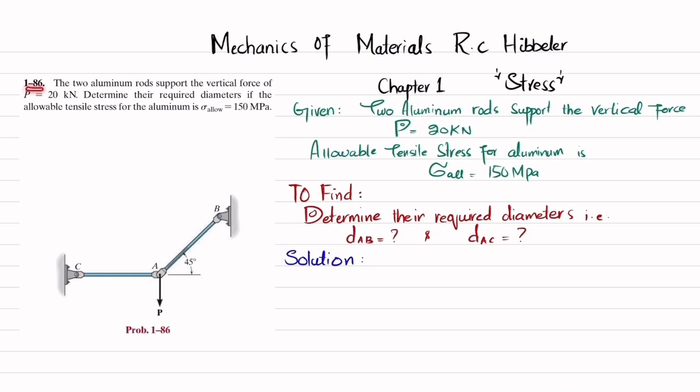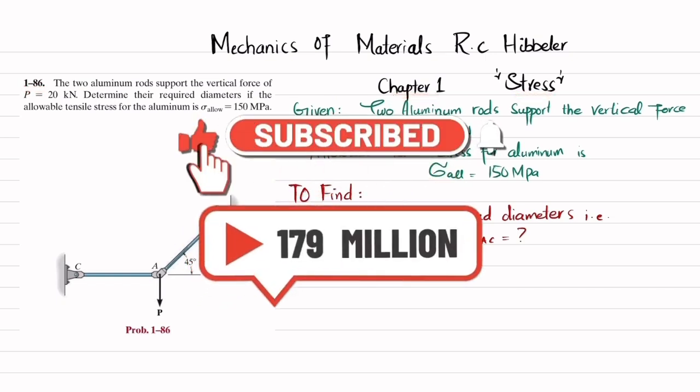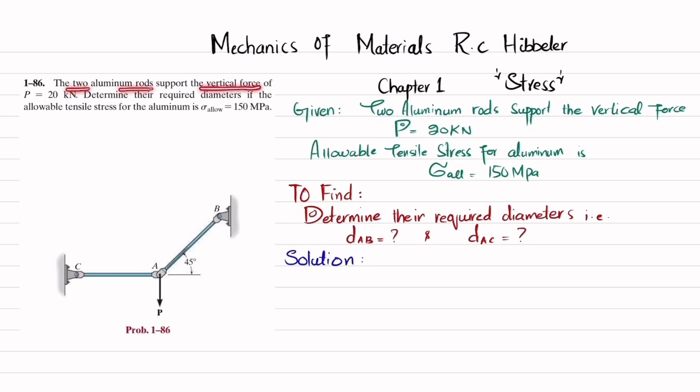Welcome back. Problem 1-86. This problem is taken from chapter number 1, Stress, and the book name is Mechanics of Materials by R.C. Hibbeler. So the statement is: the two aluminum rods support the vertical force of 20 kilonewton. Determine their required diameters if the allowable tensile stress for the aluminum is 150 megapascal.